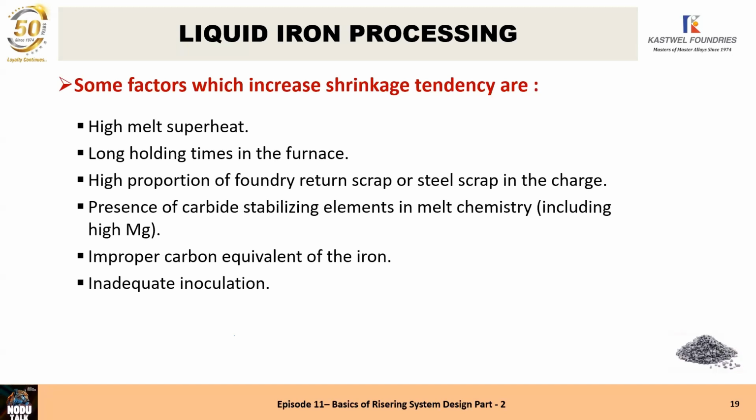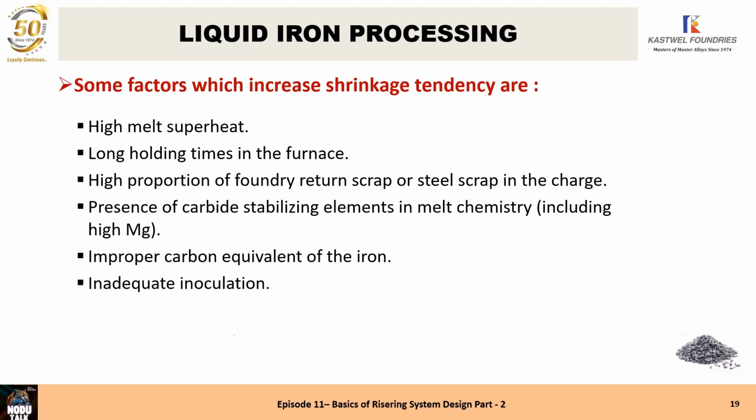High proportion of foundry returns, scrap or steel scrap in the charge makeup. If you use too much foundry returns or steel scrap in the charge, the iron has a tendency towards more shrinkage. So to reduce the foundry returns, we use more efficient risering methods so that the yield improves.